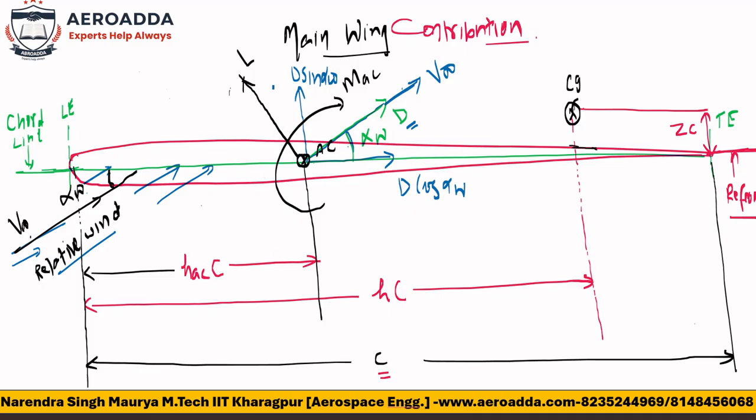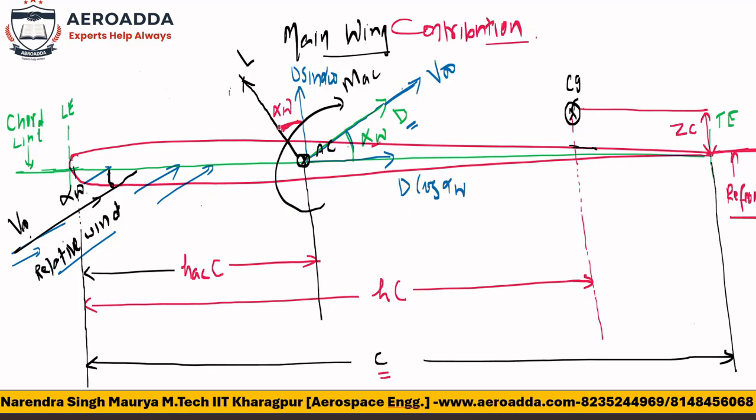Similarly, you also have to resolve the lift force into two components. Check, this is alpha w here, and this should also be alpha w. Agree with me? Because this is alpha w, D cos alpha w and D sin alpha w are just perpendicular. Similarly, lift and drag are perpendicular. So if it is alpha w for D cos alpha w and D sin alpha w, definitely this should also be alpha w. There should not be any confusion.